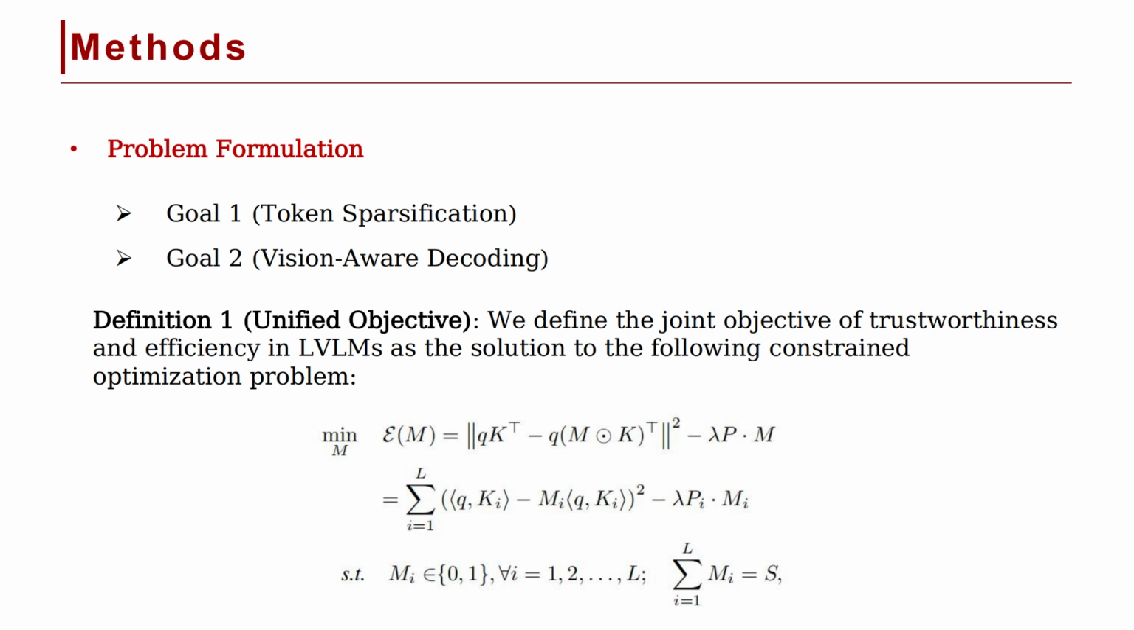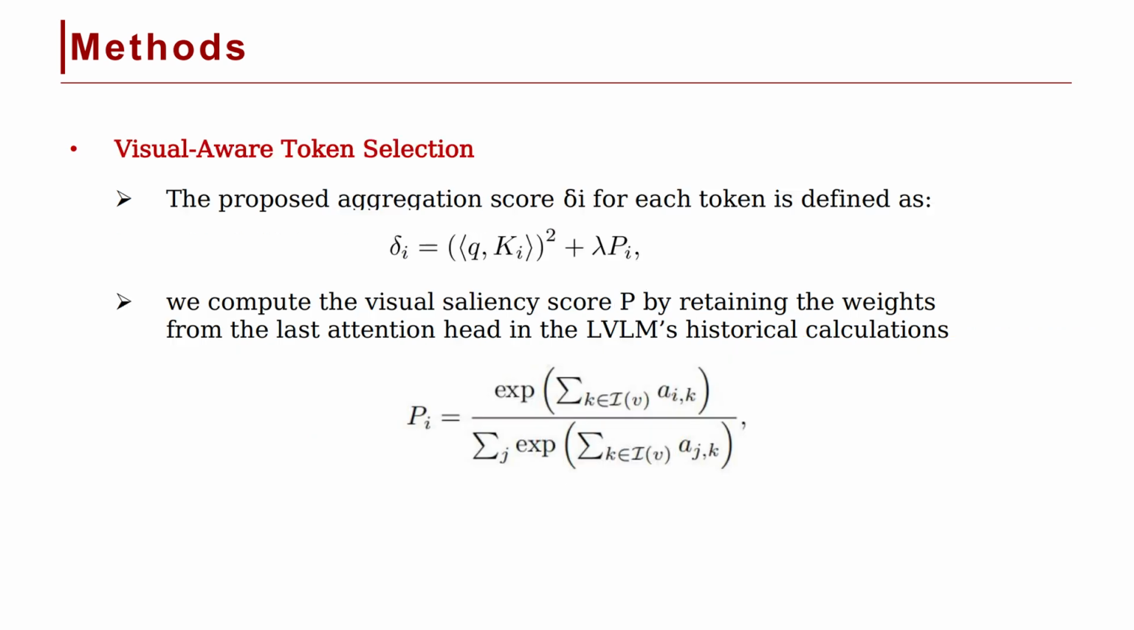The equation here unifies these goals. The M ascim selects tokens, and P ensures that visual tokens are not pruned recklessly. This formulation allows us to balance efficiency and trustworthiness in a principled manner. How do we select tokens?